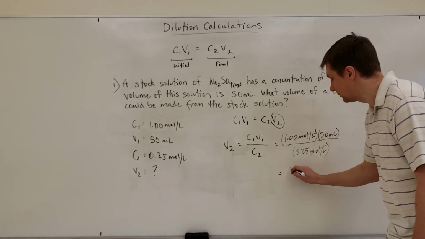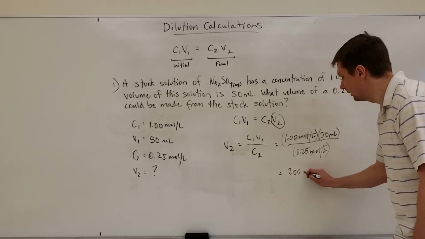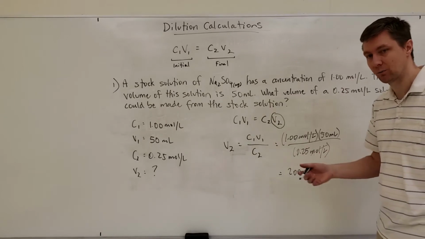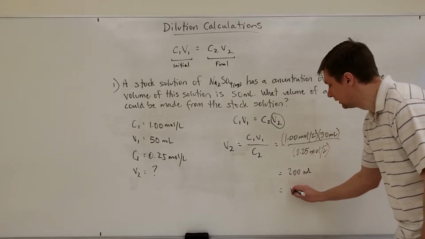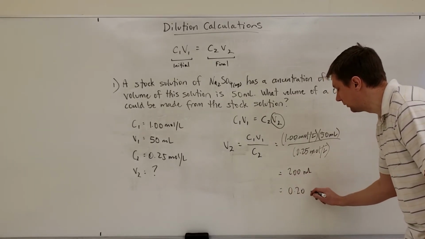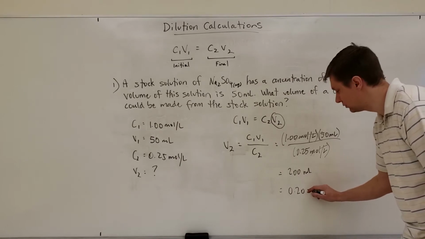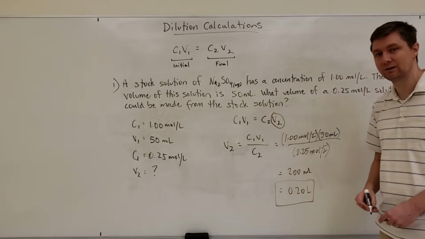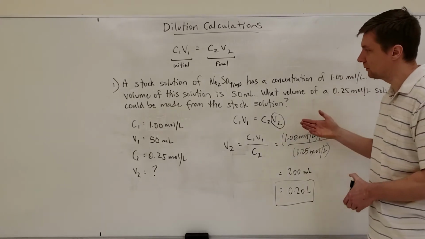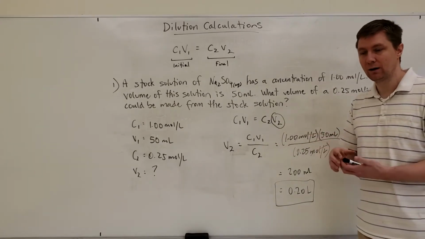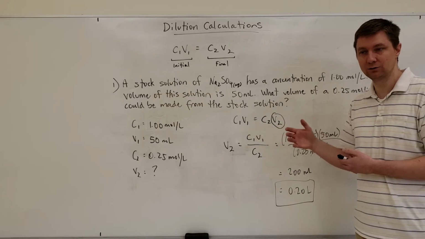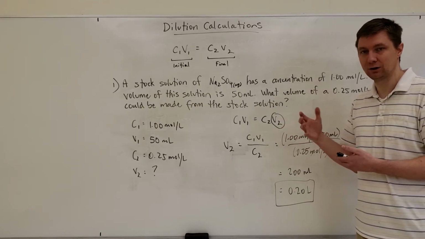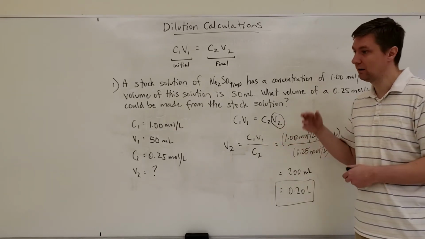So this works out to be about 200 milliliters, but when I round this to the appropriate number of significant digits, my answer is actually going to be 0.20 liters, and that's my final answer. So that's how you do this one. We'll do one more example illustrating how to do a dilution calculation using the second method, and then we'll wrap it up.